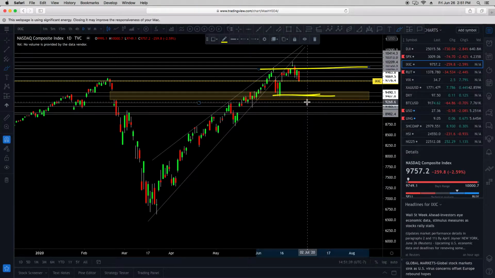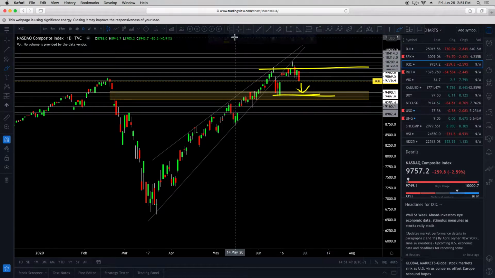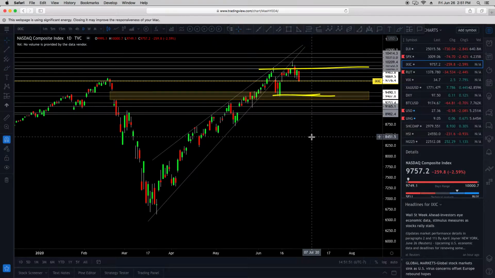It's basically stuck in here between 10,000 and 9,400. So we want to watch. Are we going to break down, test this support? I would be surprised if we actually break out, but we need some really, really bullish news to overcome the bearish news of COVID-19.